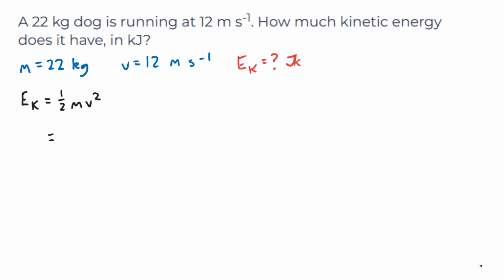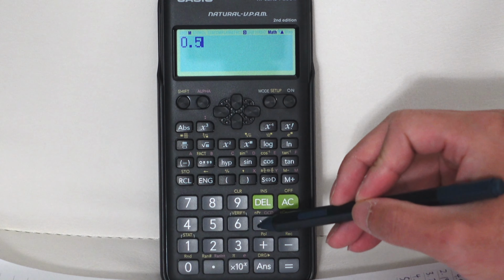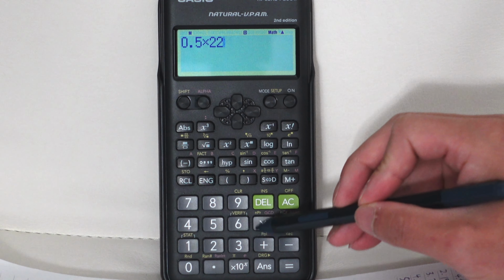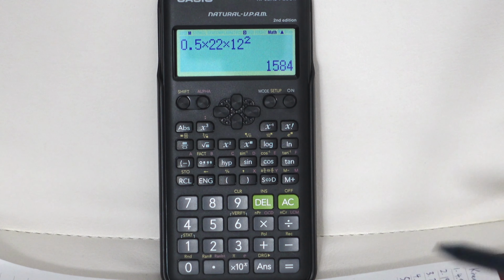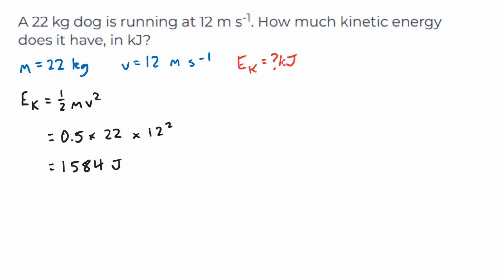Let's substitute our values into the equation. EK equals 0.5 times 22 times 12 squared. If we put that into the calculator, 0.5 times 22 times 12 squared, then we get an answer of 1584, and this will be in joules.